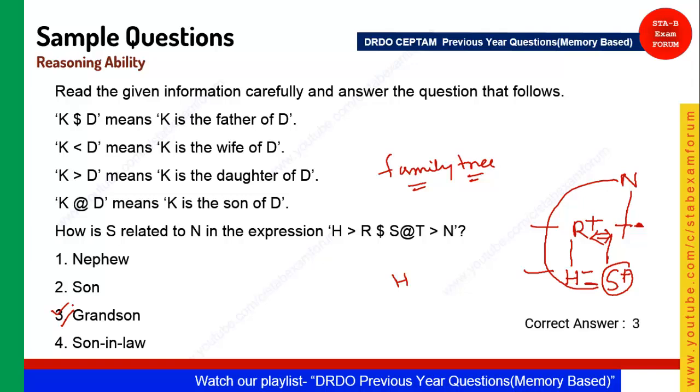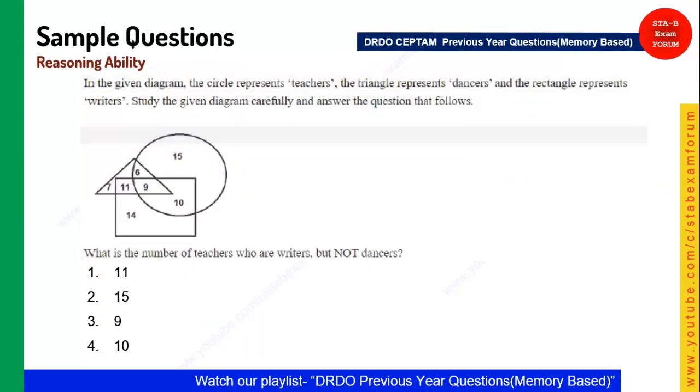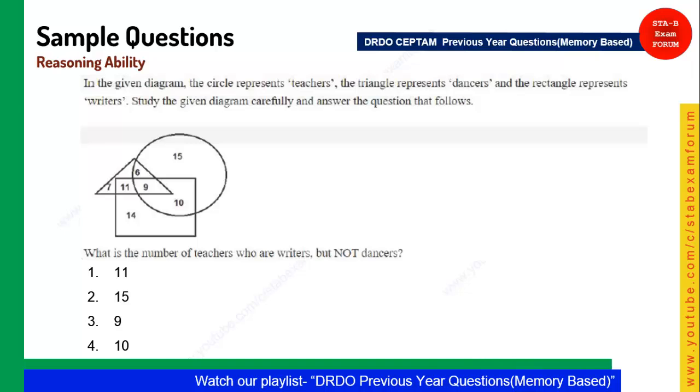Let's see the next and the last question for this series. It is from the Venn diagram. Student, you can have 1 to 2 questions on Venn diagram. Just try to answer those questions because it is a very scoring topic.